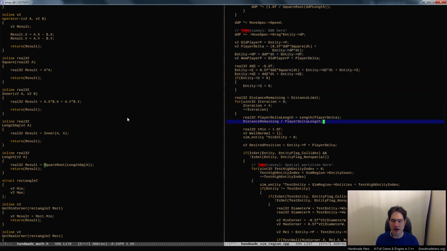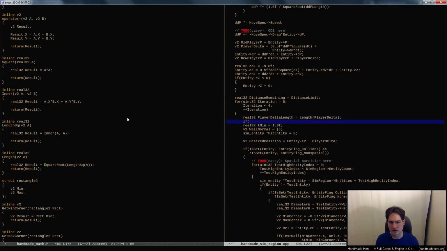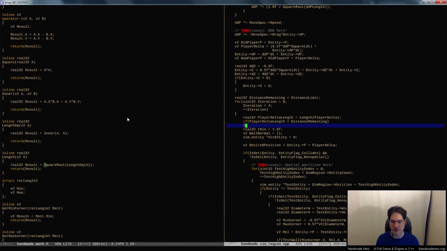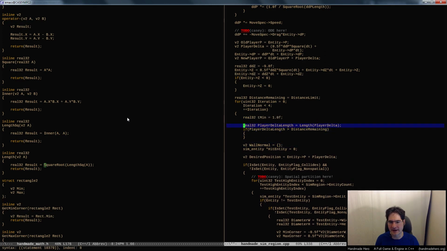I can also make sure that player delta length actually has some amount to it, so that we avoid a divide by zero, obviously. Well, do I even need to do the divide? I'm trying to think here. I guess what I could say first is, let's do the simple check. If player delta length is greater than distance remaining, then we have to deal with it. But if it was not, then we wouldn't. Meaning, if the player delta length isn't more than the amount that we have left, then we don't really have to do anything. There's nothing that has to happen.